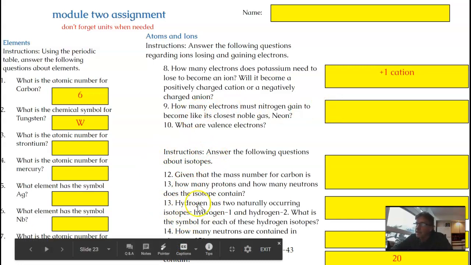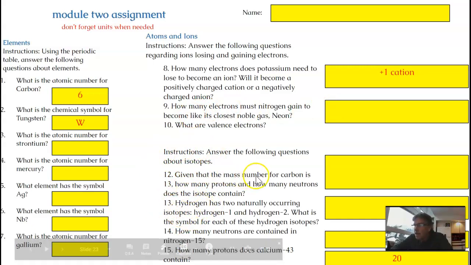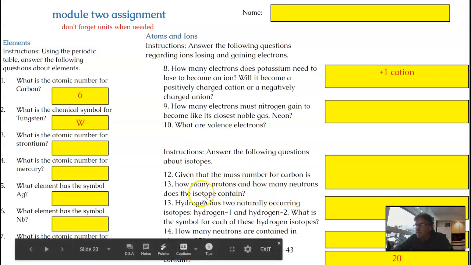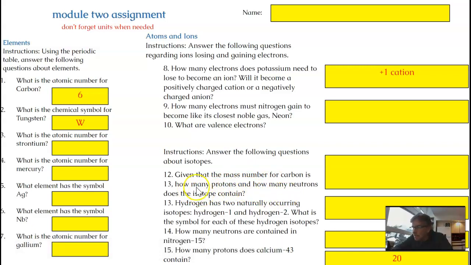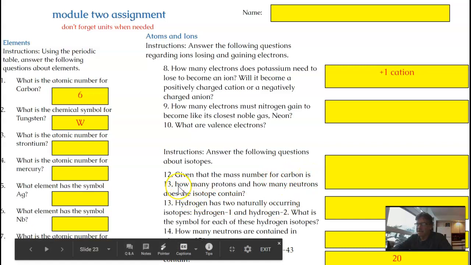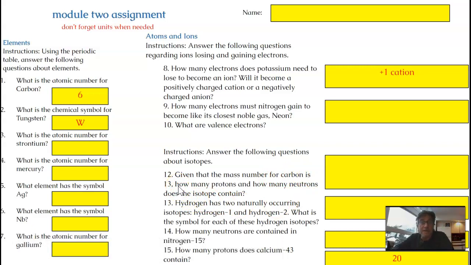Let's do one of these. Oh, I don't know. Let's see. How many protons and how many neutrons does this isotope contain? Given that the mass number for carbon is 13, how many for this particular isotope? You have an atom of carbon, it turns out it's mass number 13. Therefore, how many protons and how many neutrons does that isotope contain?